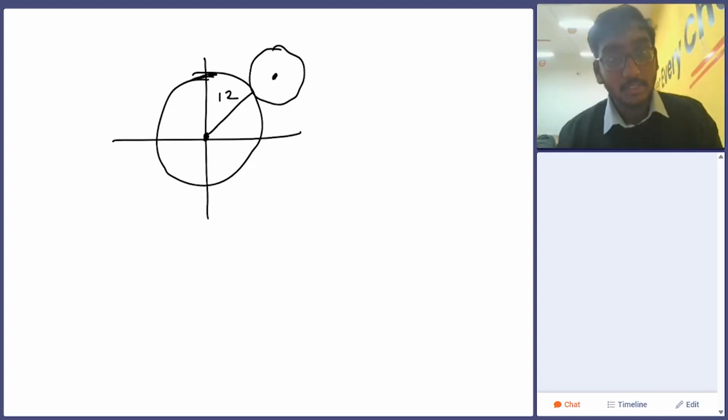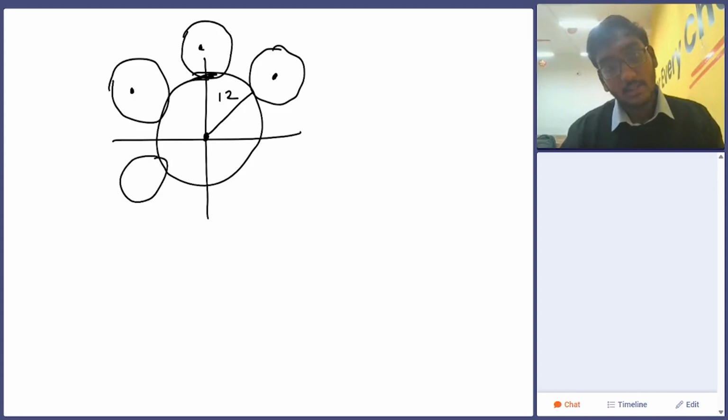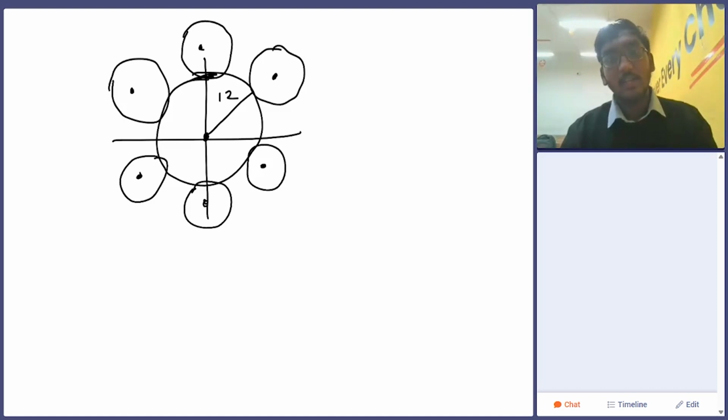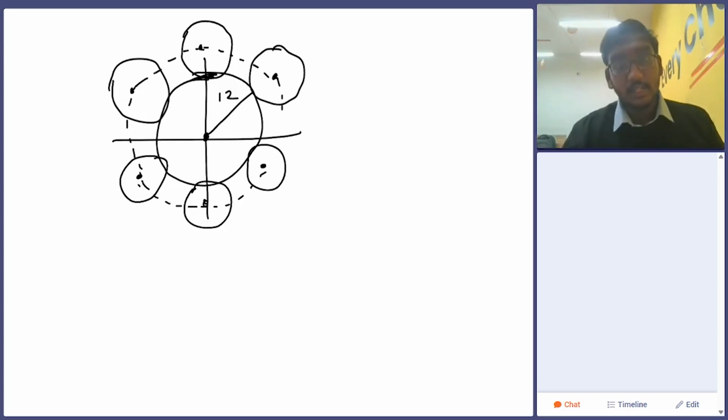What are all the possible circles? It can be here, it can be anywhere. That can be here also. Anywhere it can be. So all these centers collectively will form another circle, and that will be concentric to the primary circle. All the circles which touch the primary circle externally, the centers of all such circles will form another concentric circle.